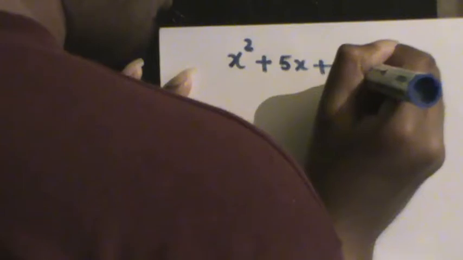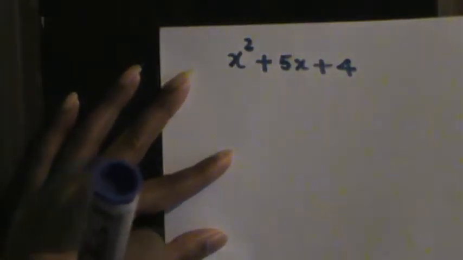So let's take a simple example of a quadratic expression. I'll take x squared plus 5x plus 4, and I'll take this to be greater than 0. Now if you are given something like this, how can you solve for x?